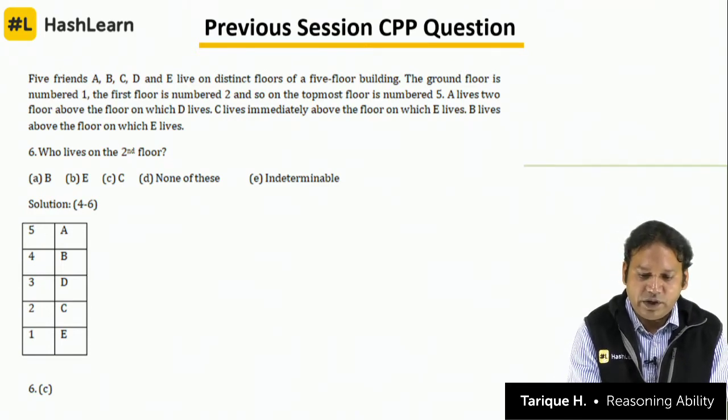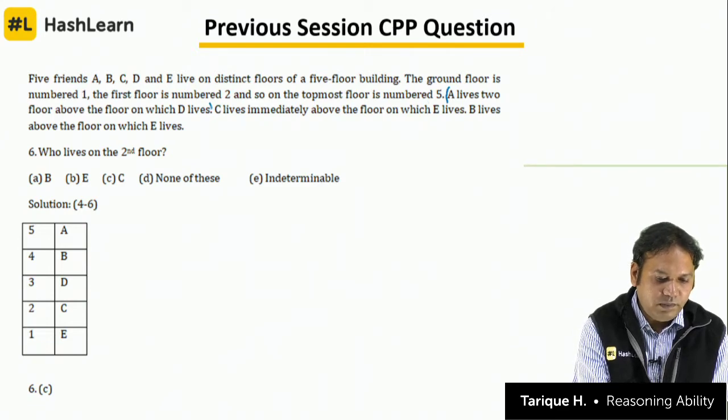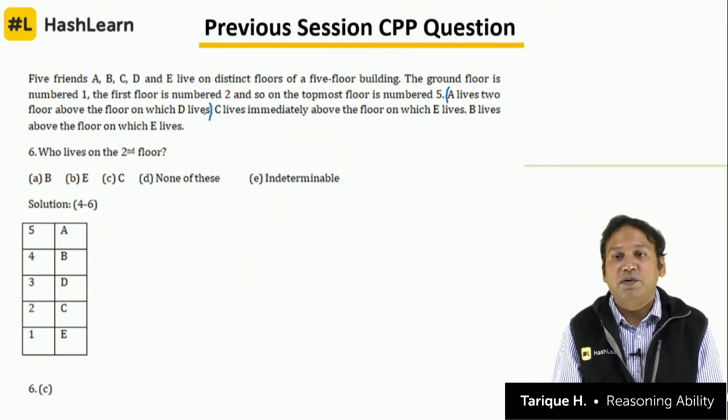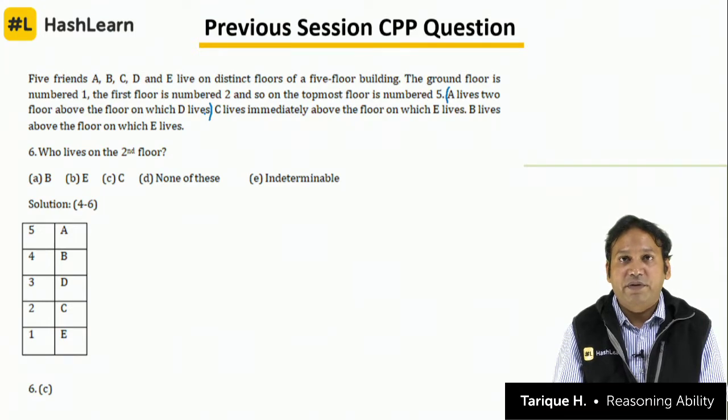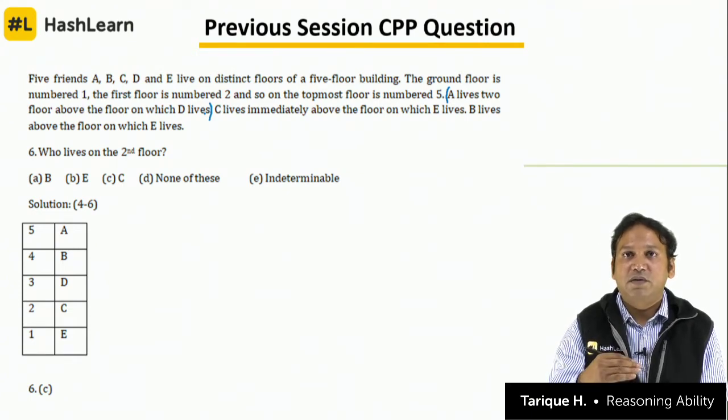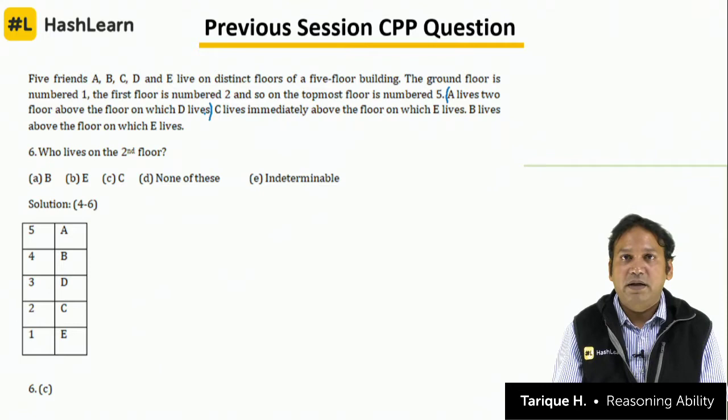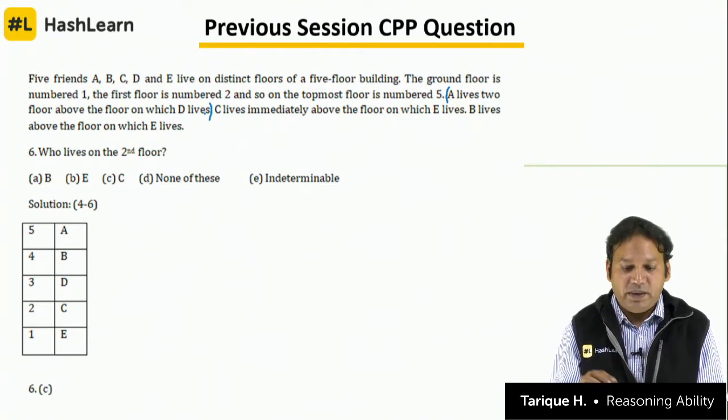तो ये आपका first clue हो गया. So A lives 2 floors above the floor on which D lives. What we don't know is the floor number of D, but we know A will live 2 floors above D. For example, if D is on floor 1, then A will be on floor 3. So 2 floors, second floor, third floor, clear. So the gap will be 1 floor between them, that you have to understand.